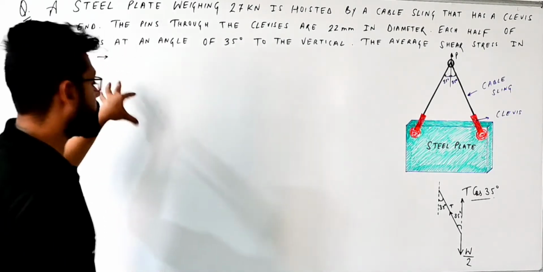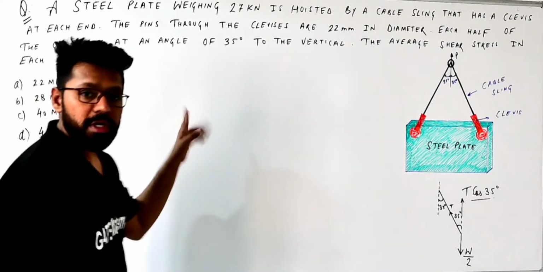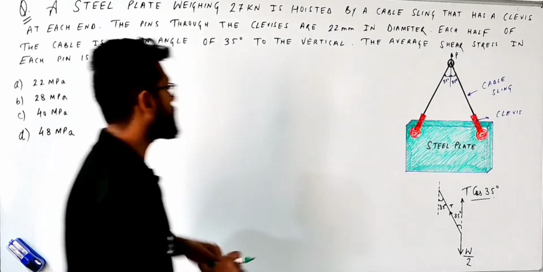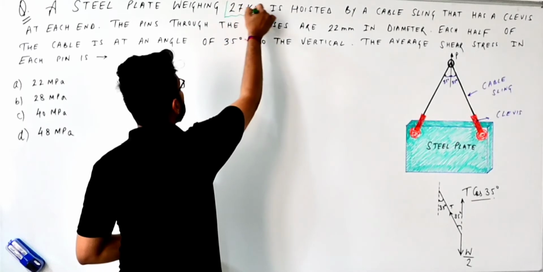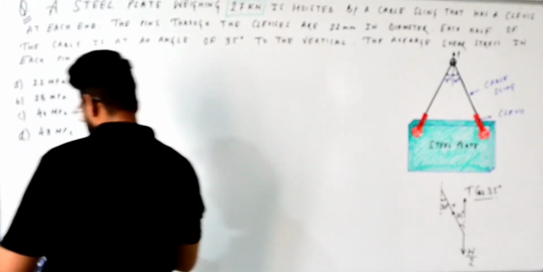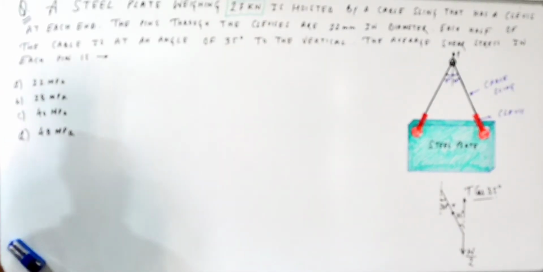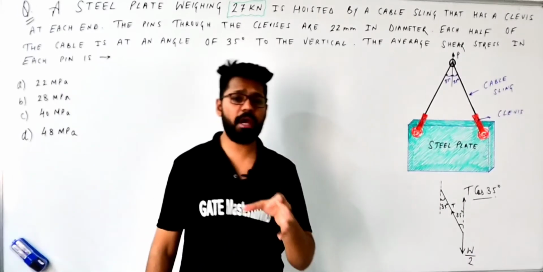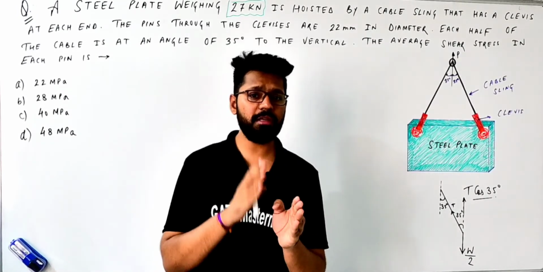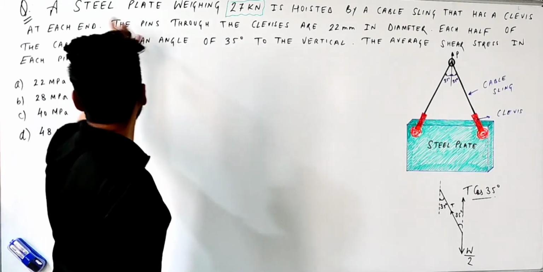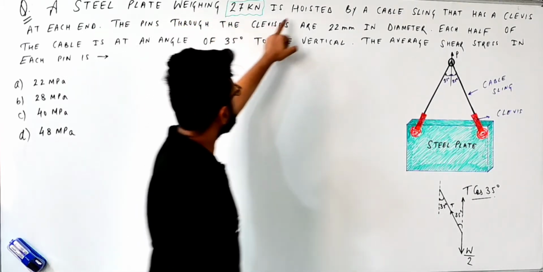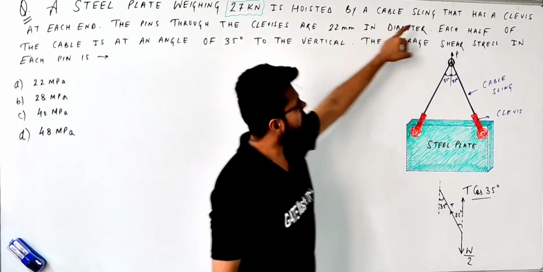Okay students, so first of all I am going to read this problem. Watch here carefully. A steel plate weighing 27 kilonewton. Read the problem carefully. In the GATE exam, in every competitive exam, first you have to read the problem carefully, calmly, patiently. Okay, so a steel plate weighing 27 kilonewton is hoisted by a cable sling.